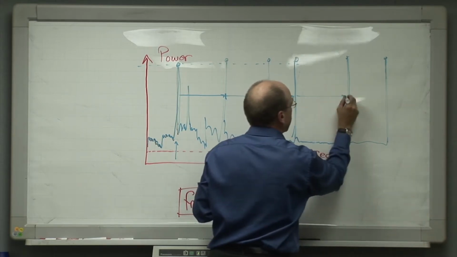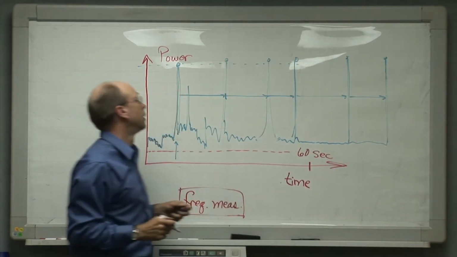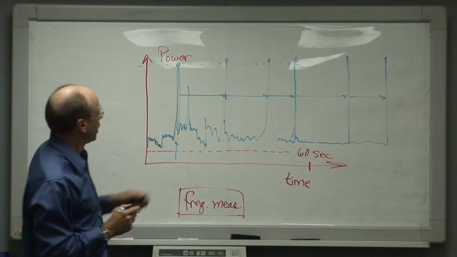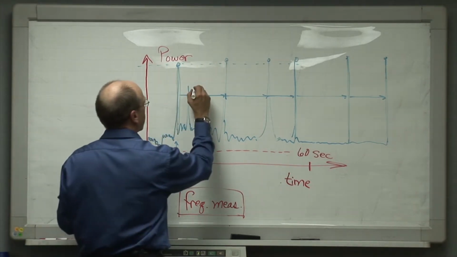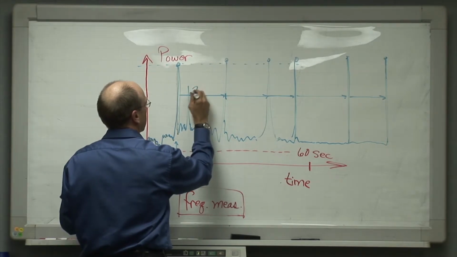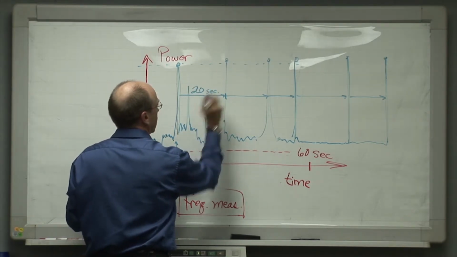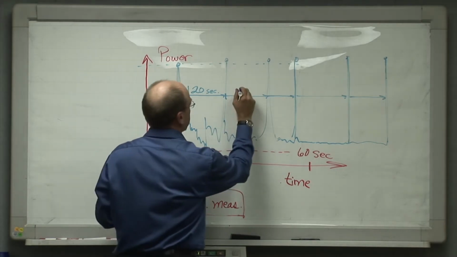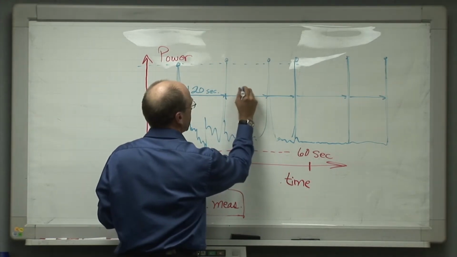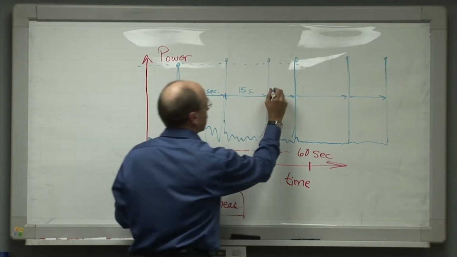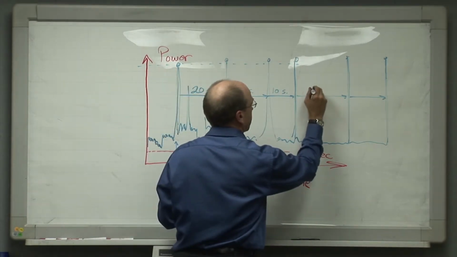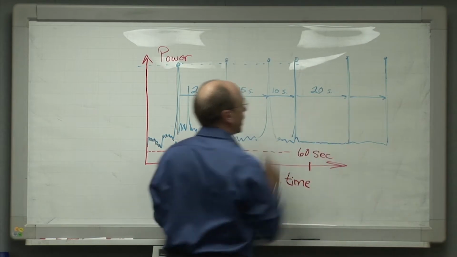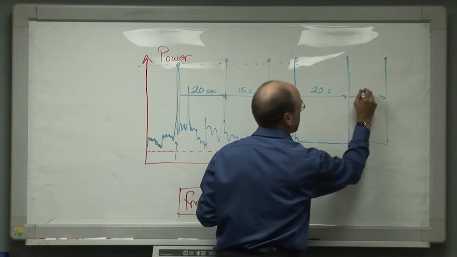So we start looking at this, and I've done this, and we say, let's suppose that this turned out to be an interval of 20 seconds. And then we say, this was an interval of about 15 seconds. And this was an interval of maybe 10 seconds. Oh, and then it was an interval of 20 seconds again. And then we had an interval of maybe 10 seconds.